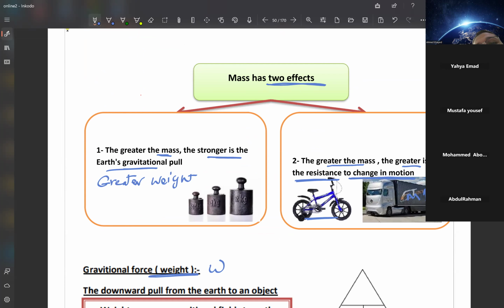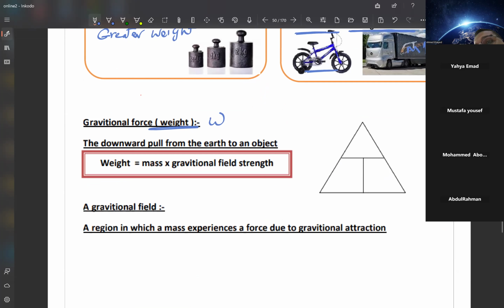For example, Yahya, if you want to change the motion of the truck, the truck is moving and you want to stop it. Can you use your hand to stop the truck? No. But can you use your hand to move the bicycle? Yes. What's the difference between them? Okay, I understand. Thank you. Okay. Now, what is the direction of weight?